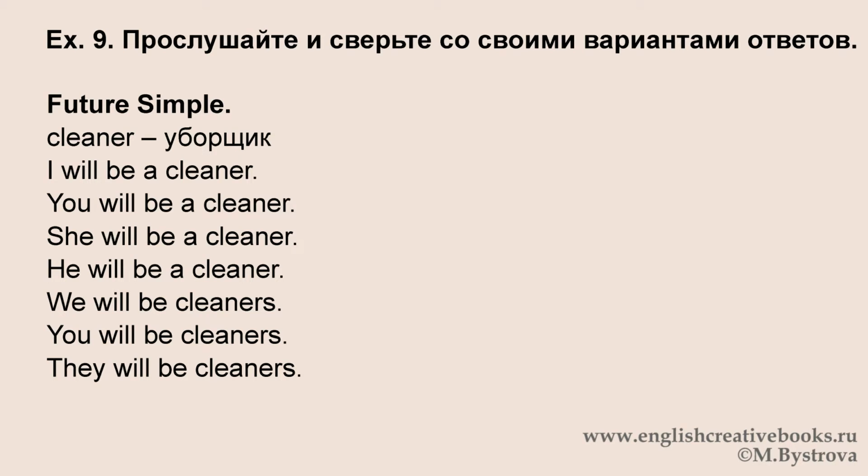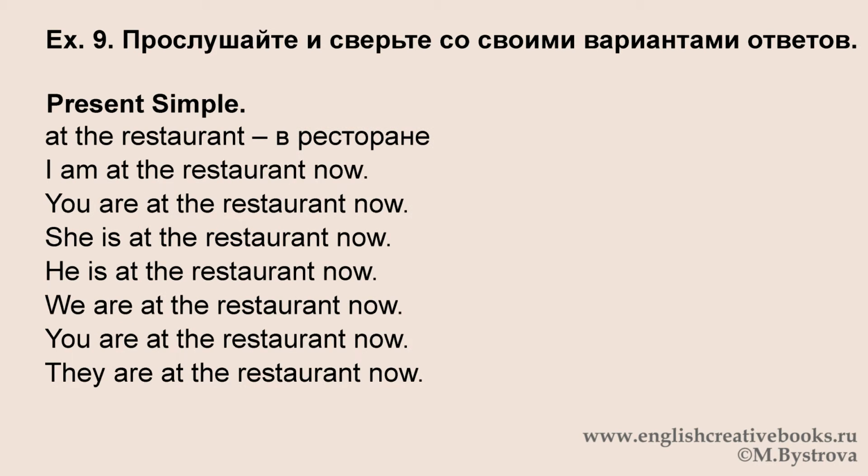Future simple. Cleaner. Уборщик. I will be a cleaner. You will be a cleaner. She will be a cleaner. He will be a cleaner. We will be cleaners. You will be cleaners. They will be cleaners. Present simple. At the restaurant. В ресторане. I am at the restaurant now. You are at the restaurant now. She is at the restaurant now. He is at the restaurant now. We are at the restaurant now. You are at the restaurant now. They are at the restaurant now.